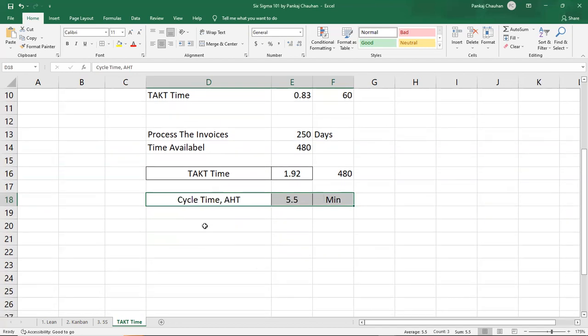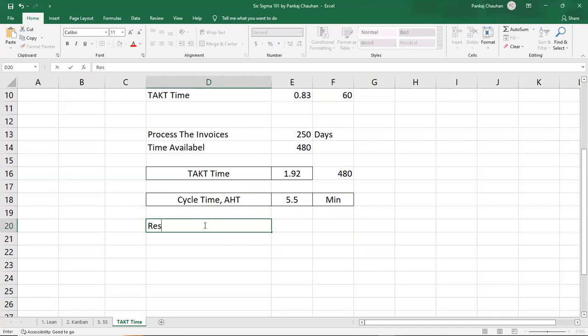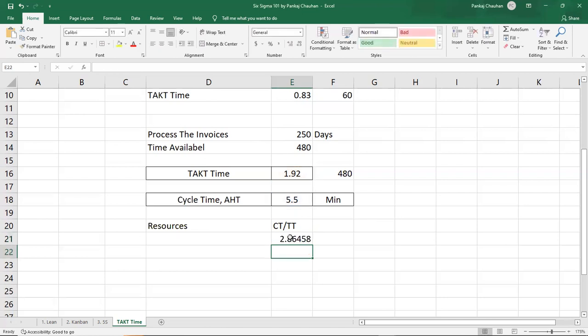So what does resources mean? How many times the additional resources you need is cycle time divided by the TAKT time. My current cycle time or average handling time is 5.5. Suppose you are talking about calls. Each call will take around 5.5 minutes, and you have been assigned a task that in a day you have to take at least 250 calls. So cycle time divided by the TAKT time, what you calculated, will be your resources. So you would be looking for 2.86 times the resources.